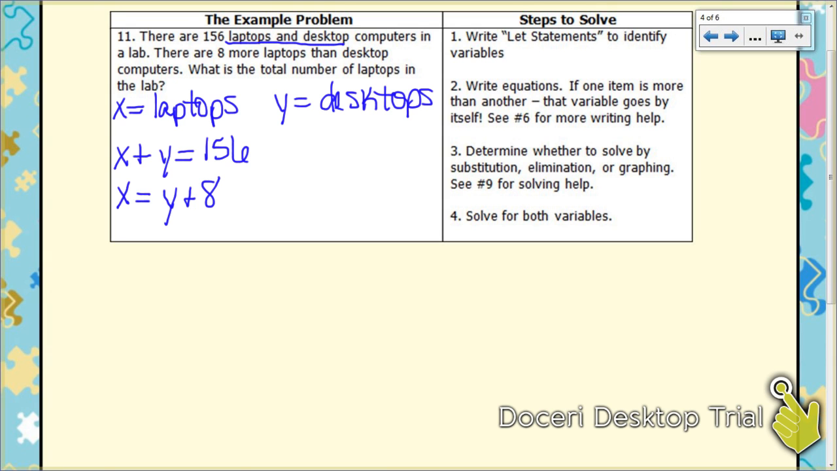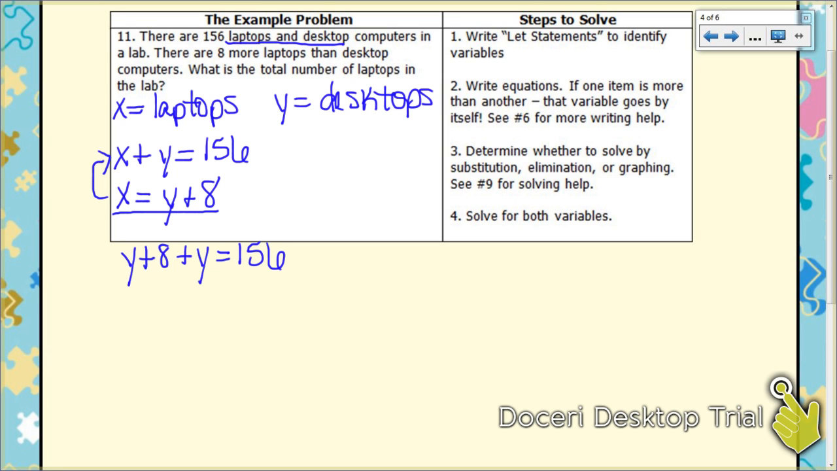So now I have to solve, so let's pick a solution method. Do I want to use substitution, elimination, or graphing? Well, for this I'm going to use substitution because this equation has x by itself. So we're going to plug that into this top equation. Wherever we see an x, we're going to put y plus 8. So I'm going to do y plus 8 plus y is equal to 156.